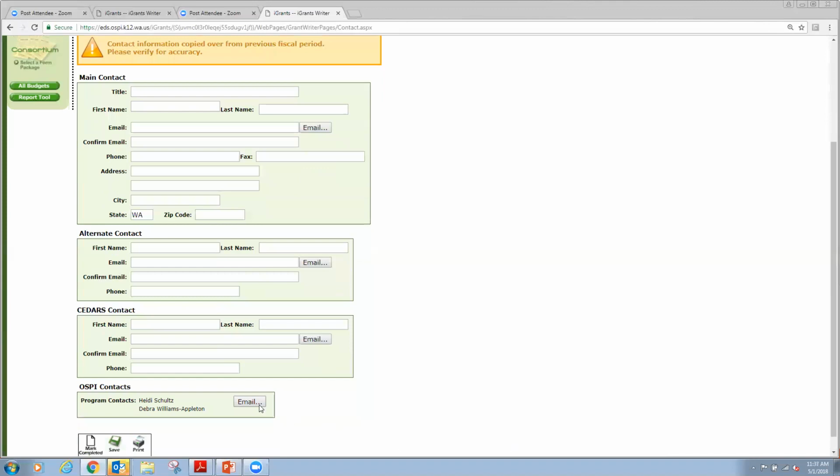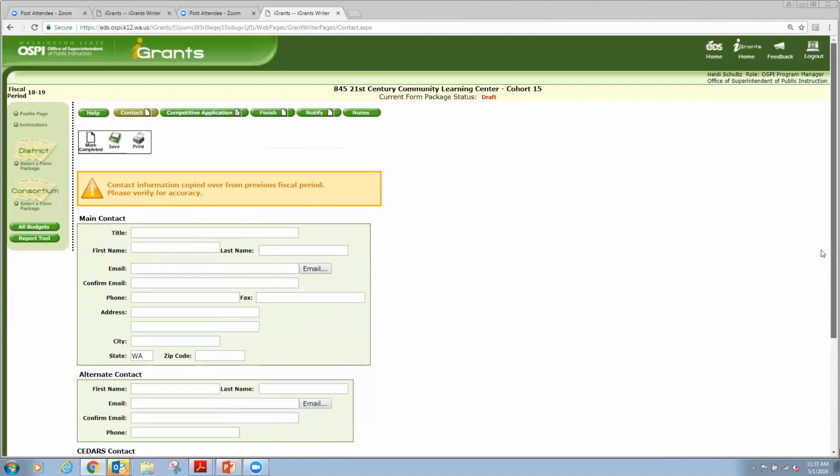If you just click on the email button here, it'll bring up our email, and it will send both of us an email if you do have a question. This page is required. There's no points assigned to it.